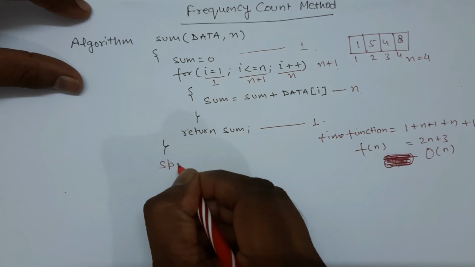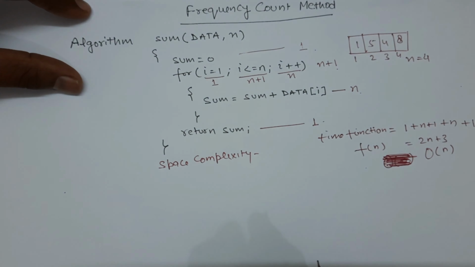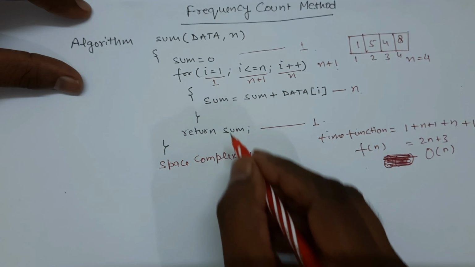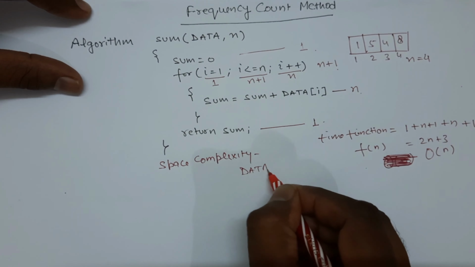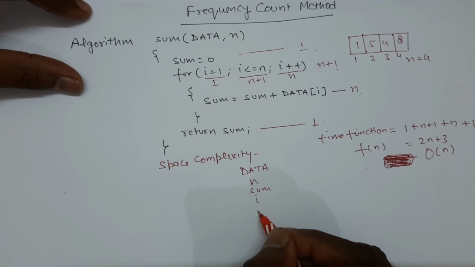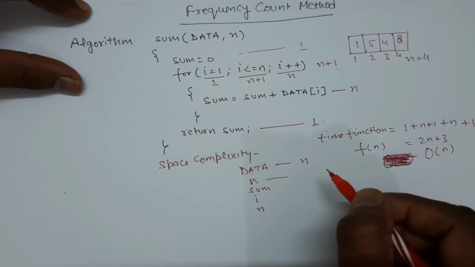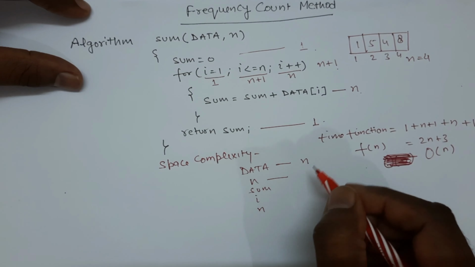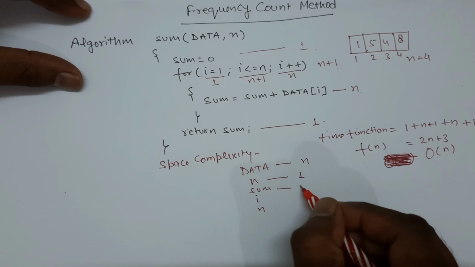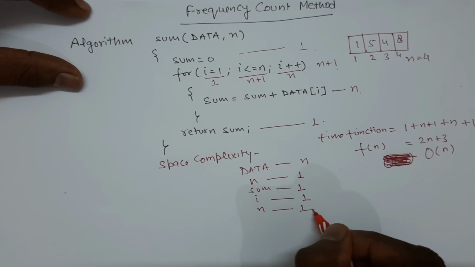Space complexity. How to find the space complexity of this algorithm? We just list all of the variables used in this algorithm. They are data, n, sum, i, and n. So data is an array with n elements. n is the variable which holds a single value. It is a scalar variable, so its capacity is only 1. It takes 1 unit of memory. This also takes 1 unit of memory, and this also takes one unit of memory.